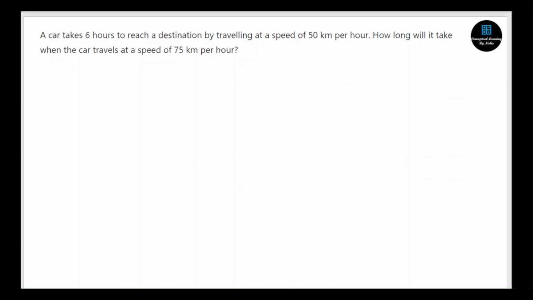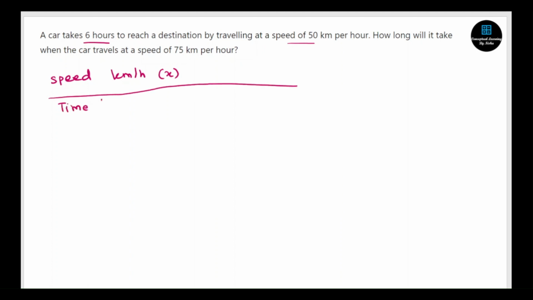Now this is a very easy question. So what is given here? Time taken and the speed. We just discussed that they are inversely proportional. So I'll write speed, in kilometer per hour, as my x value, and time taken, in hours, as my y value.